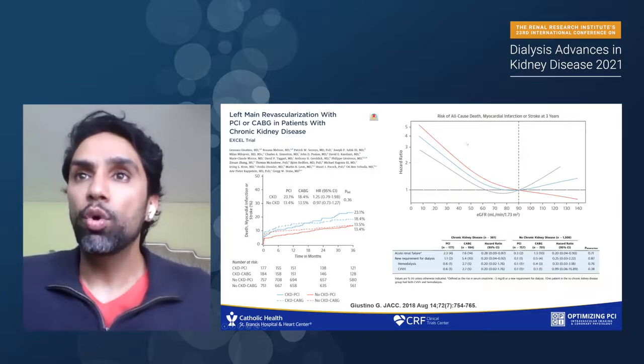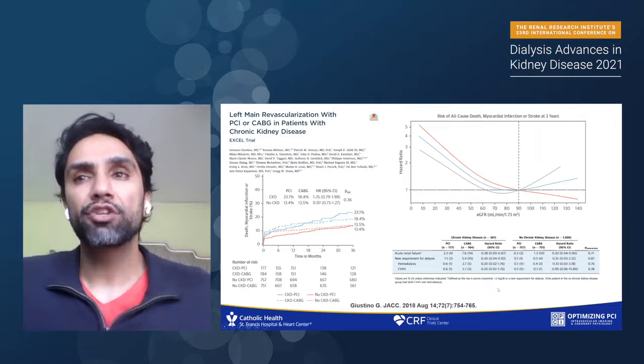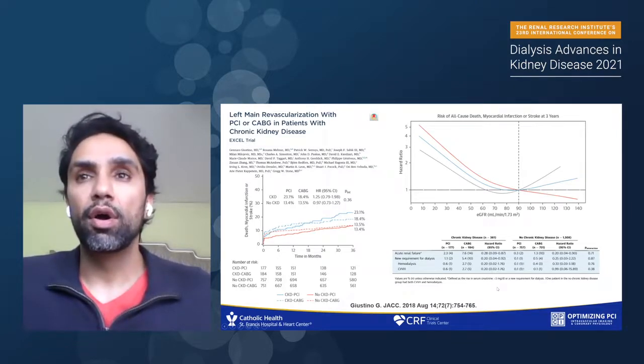But that lower risk of all-cause death, myocardial infarction, or stroke at 3 years is counterbalanced by a significant hazard of an increased risk of dialysis. So you'll notice that the risk of dialysis is almost 5-fold higher in patients who had CABG, and the risk of acute renal failure was 3-fold higher. So how do you tell your patient that they may have a higher risk of dying if they have stenting versus CABG, but they may end up with a 5-fold higher risk of going on dialysis immediately after the procedure?